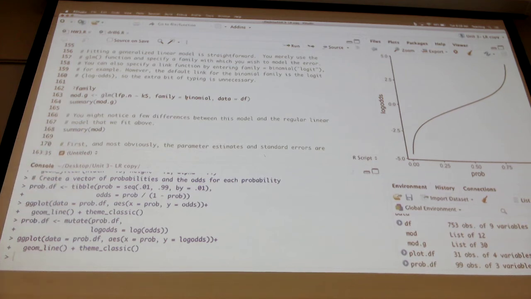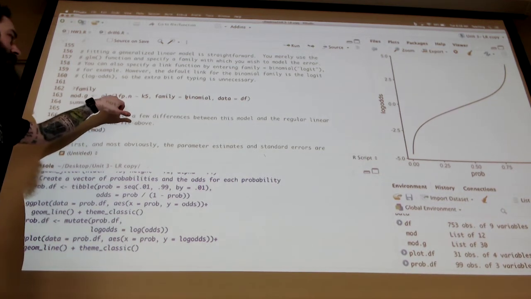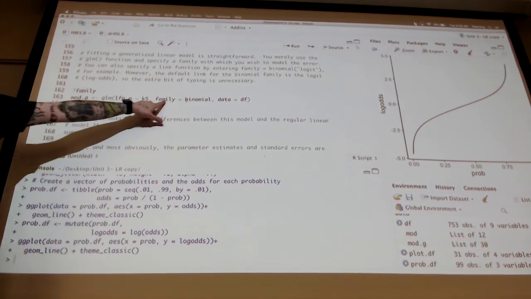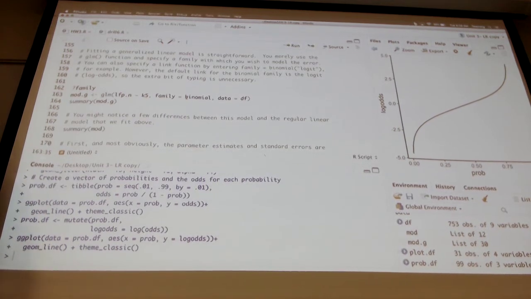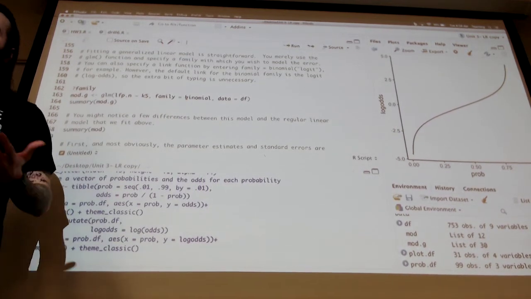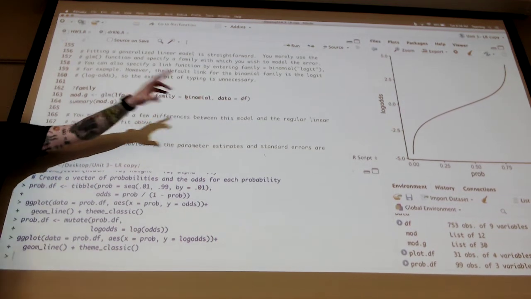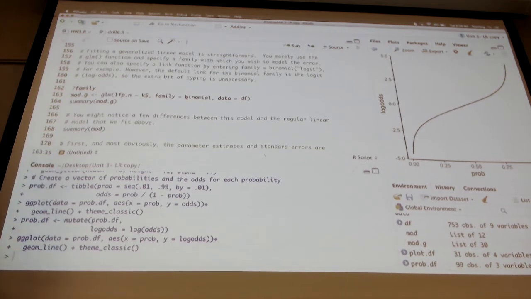So instead of modeling it with a linear model, when we're using logistic regression, we're going to use GLM instead of LM, generalized linear model. And the only other argument that you add is family equals binomial, and that's how you're telling it that we're using the logistic regression. Or at least it defaults.